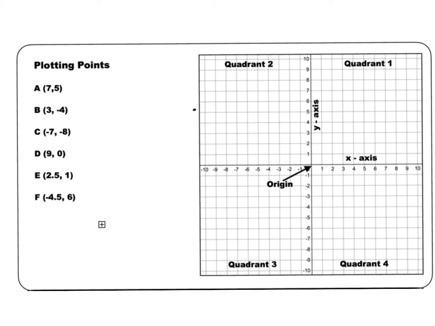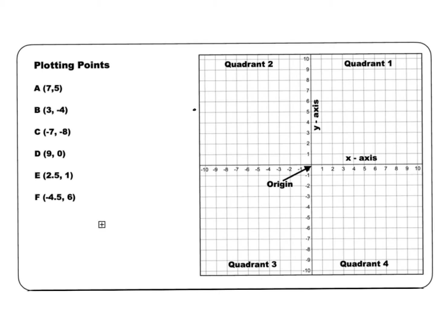All right, in this video, we're going to take a look at plotting points on a graph. First, a little bit of vocabulary: the axis that runs up and down is the y-axis, and the axis that runs right to left is the x-axis. Right in the center is (0, 0), and it's often called the origin.